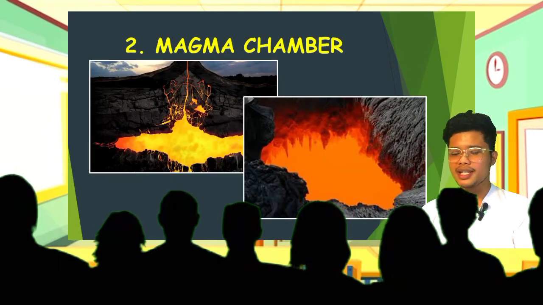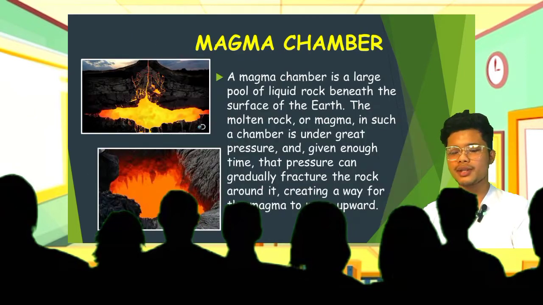And then the second one is this. The name of this part of a volcano is the magma chamber. This is where the magma is stored. A magma chamber is a large pool of liquid rock beneath the surface of the Earth. The molten rock or magma in such a chamber is under great pressure, and given enough time, that pressure can gradually fracture the rock around it, creating a way for the magma to move upward.